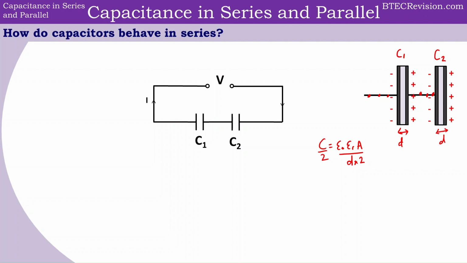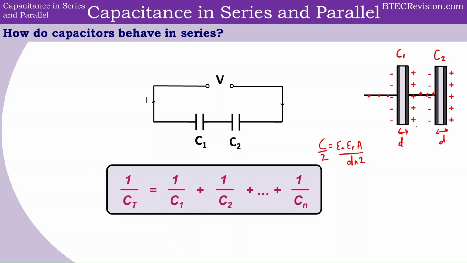divide capacitance by 3. And this can be simplified with this equation here, which is 1 over CT. CT stands for the total capacitance, and that's equal to 1 over C1 plus 1 over C2 plus so on until we reach the last capacitor.